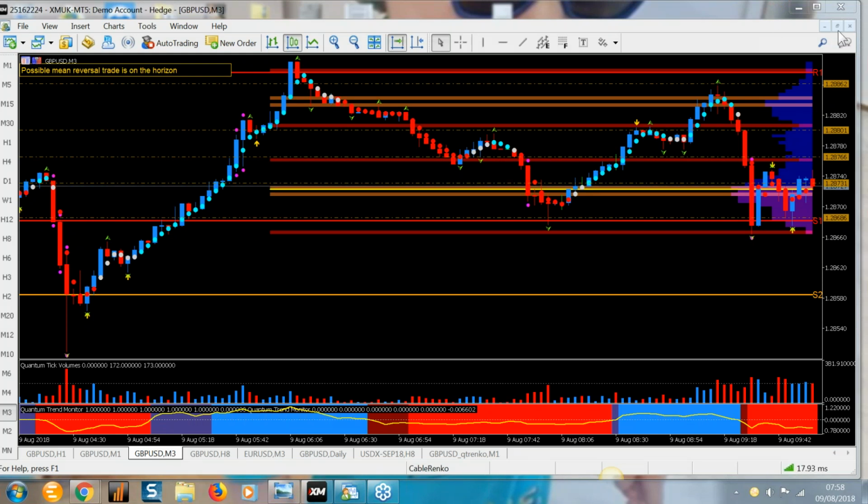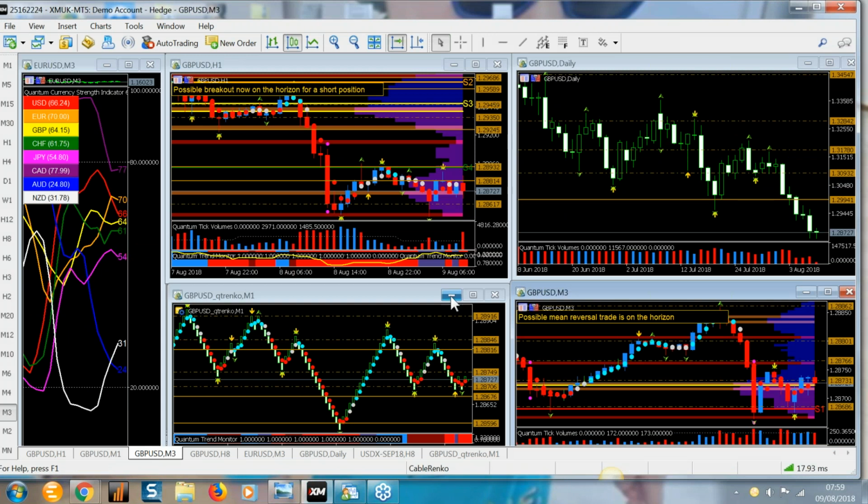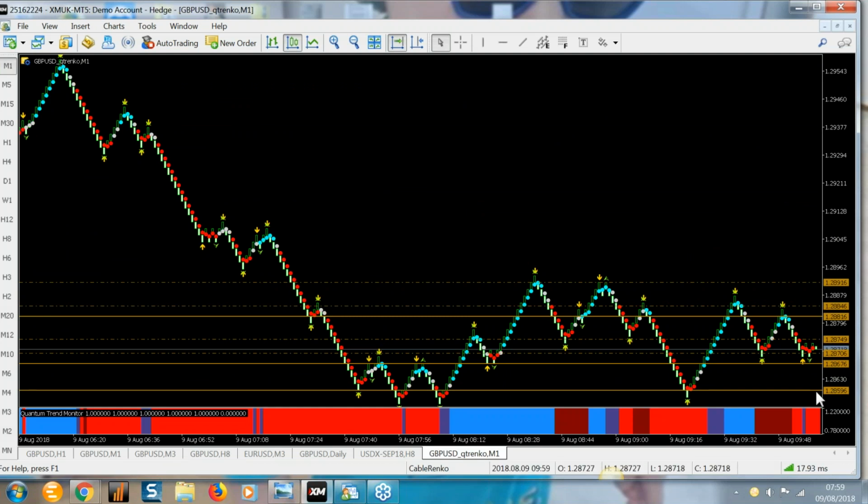With the follow-up video, we will actually look at cable. Now, when you have a situation with a pair such as cable, this is where using a non-time based chart will actually help you with your entry points and also your stop positions. And this is what we're going to do next week: look at how non-time based charts such as Renko, such as Tick over on NinjaTrader, can help you with these decisions.